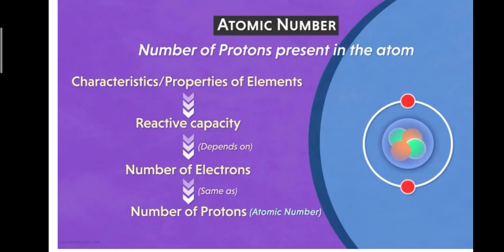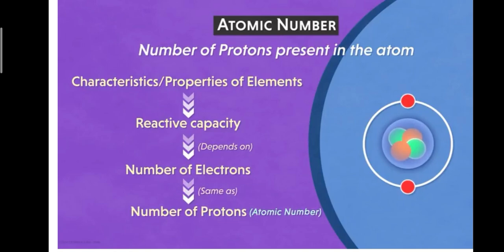ये elements की कुछ properties होती हैं. Why is it required? Because for the reactive capacity, meaning for chemical reactions, these things are required. Especially the electrons take part in chemical reactions by sharing, to become stable. स्टेबिलिटी के लिए ये इलेक्ट्रॉन्स एक दूसरे एलिमेंट्स के साथ शेयर होते हैं. इसी तरह से ये रिएक्टिव कैपेसिटी इनमें होती है. So that depends on the number of electrons. तो ये रिएक्टिव कैपेसिटी किस चीज़ पर डिपेंड होती है? नंबर ऑफ इलेक्ट्रॉन्स पर. So according to the number of electrons, the number of protons is also the same.